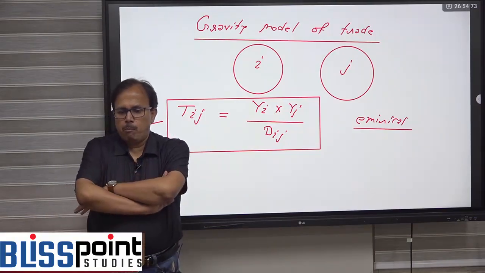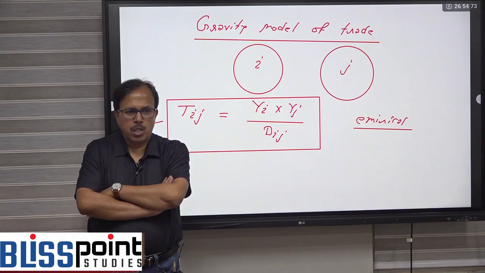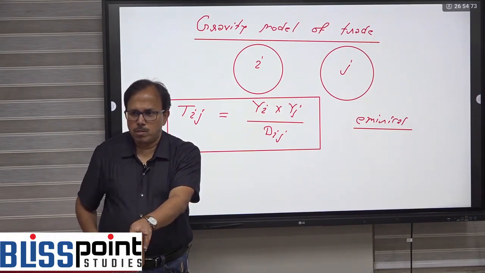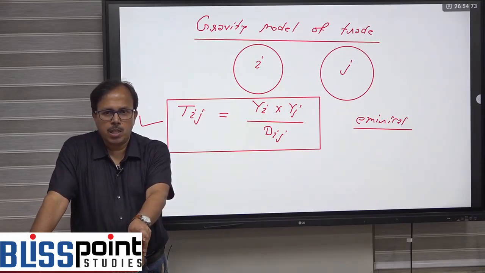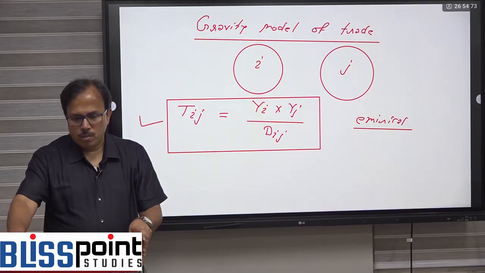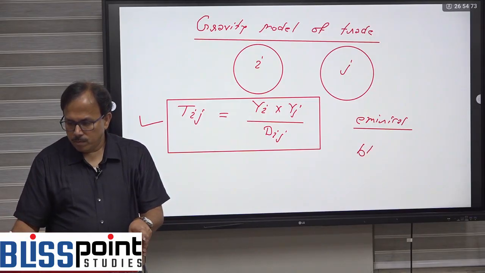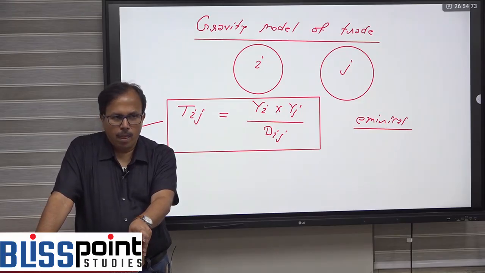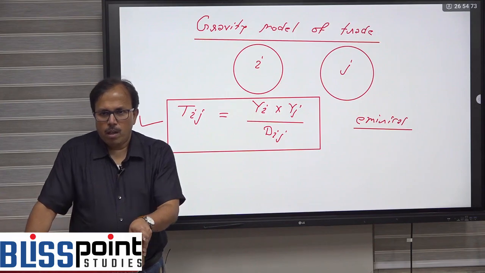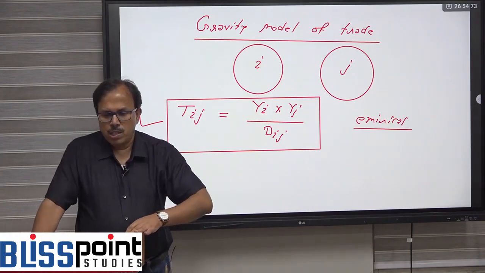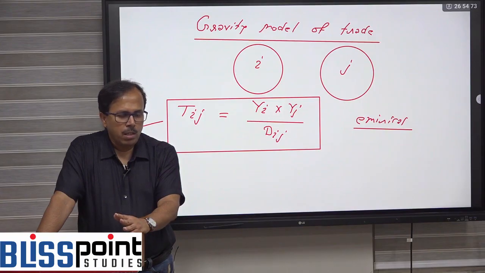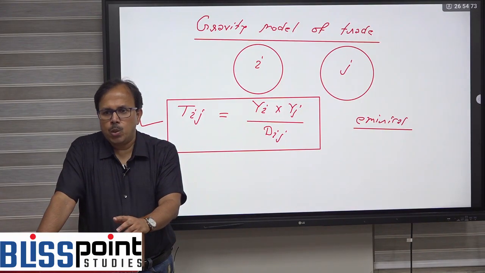Next paragraph. This model has implications for the emergence of regional blocks, which support the idea that the value of trade increases as the distance between two countries decreases.